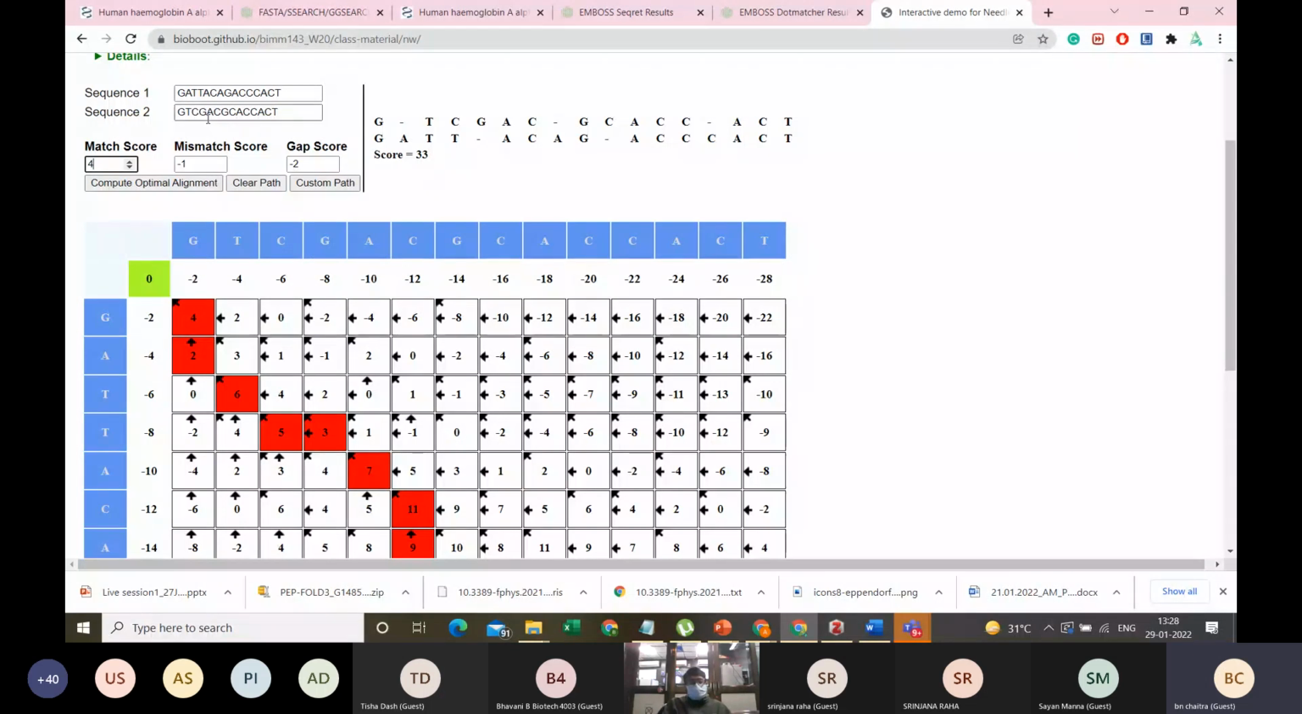Another dynamic programming method is there. Just keep in mind that dynamic programming was used by Needleman-Wunsch and Smith-Waterman. Needleman-Wunsch performs the global alignment and Smith-Waterman performs the local alignment.